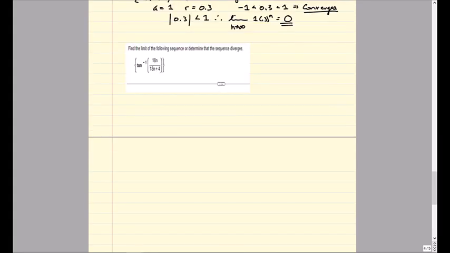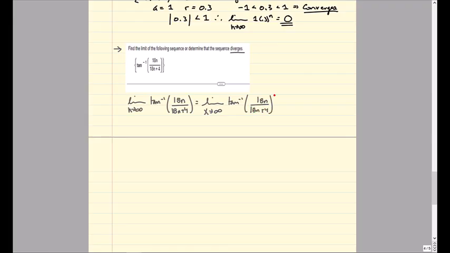Okay, so for this problem, we're working with a trig function, so that's always fun. What we want to do is find the limit of the following sequence, or determine that the sequence diverges. So let's go ahead and find the limit. We take the limit as n approaches infinity of the inverse tangent of 18n over 18n plus 4. Now we can rewrite that as the limit as x approaches infinity, because we're taking it from integer values to the real number system.